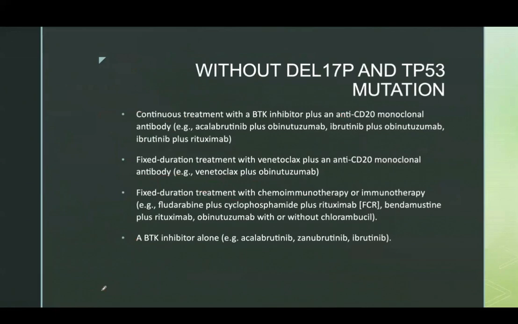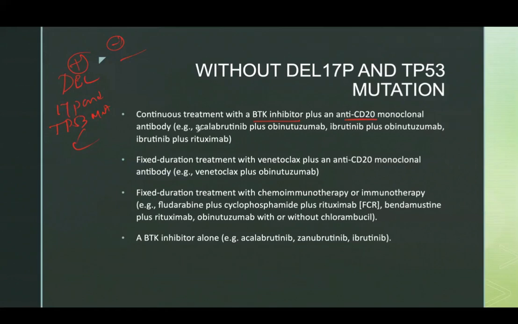Now the treatment is of two kinds. If there is deletion of 17p and a TP53 mutation, treatment differs from when it is absent. Suppose deletion of 17p and TP53 is not there, or in the question they didn't give you anything, the best and first drug to start is a BTK inhibitor with a CD20 monoclonal antibody.